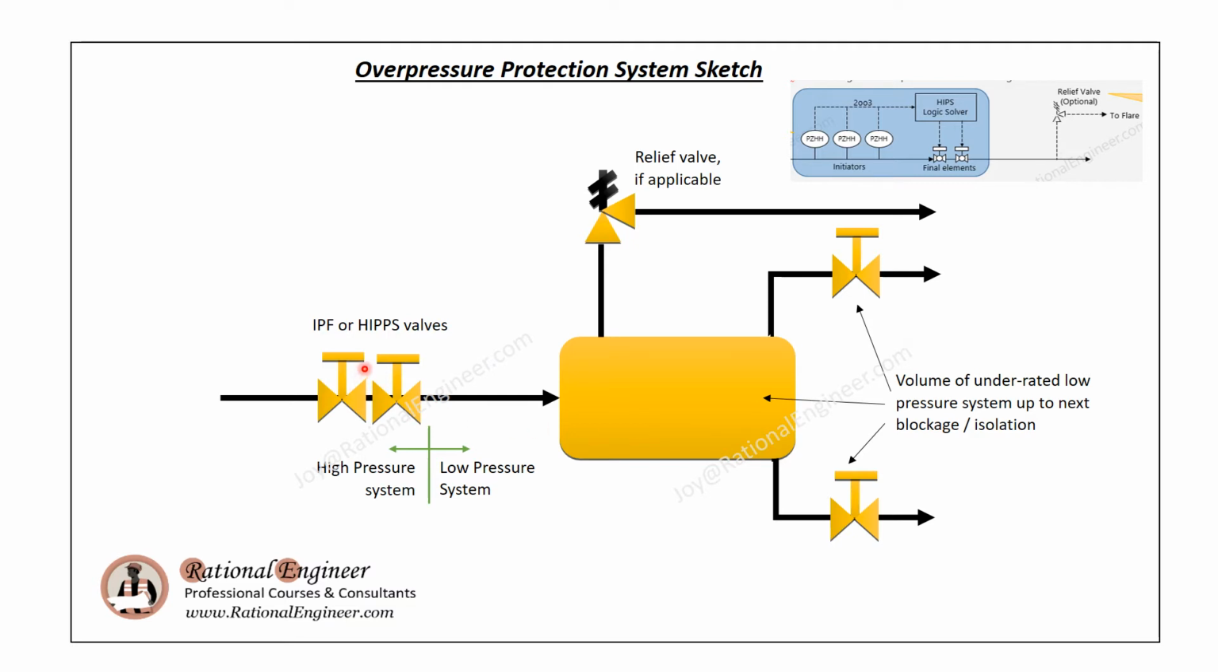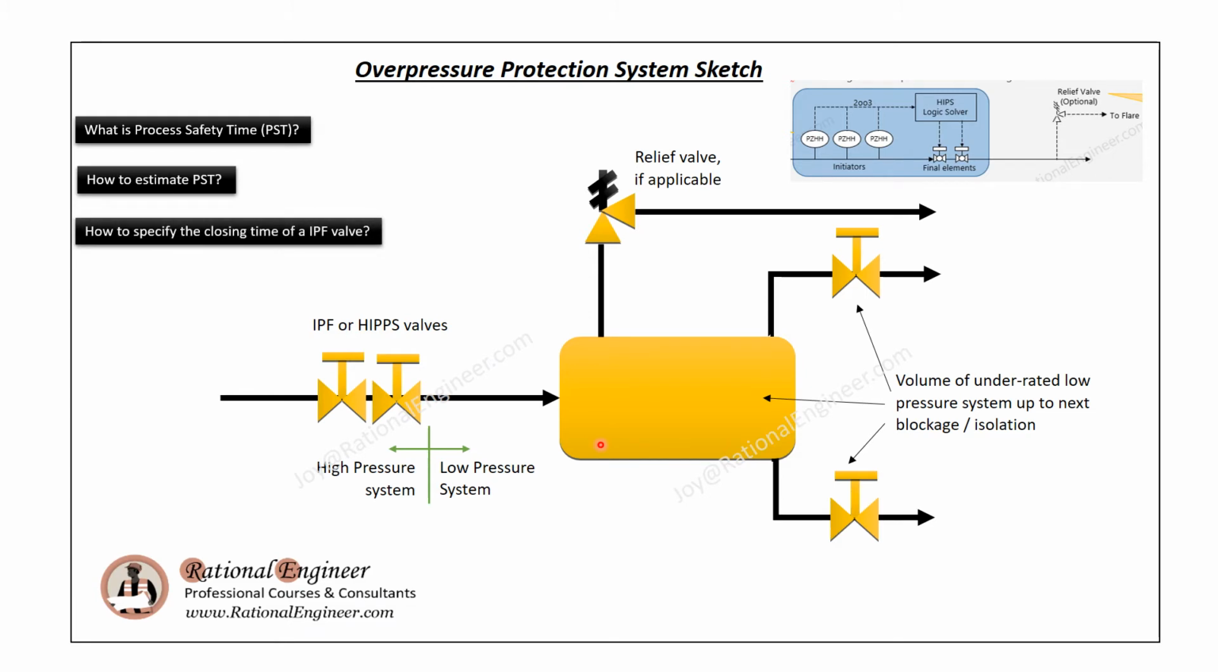Irrespective of whether the IPF or HIPPS valve act as the primary or secondary barrier, it is important that these inlet shutdown valves close fast enough to avoid additional moles of gas building up the pressure into the downstream system and reaching its design pressure. If you have come across any of such queries, such as what is a process safety time, how to estimate a process safety time, and how to specify the closing time of the HIPPS or IPF valve, then this video will deal in answering all these queries.